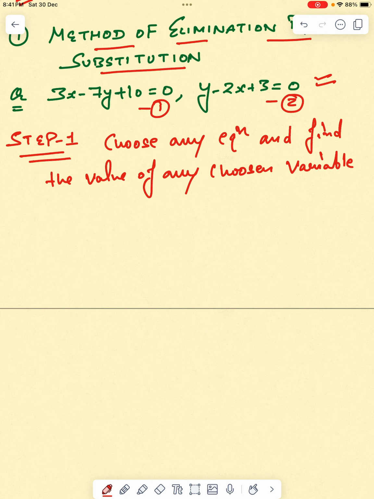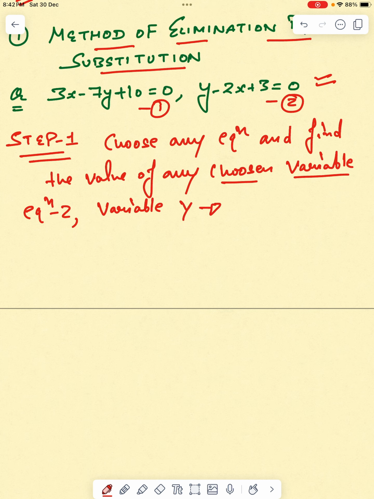In the first step, we have to decide which of the two equations we want to choose. I'm choosing equation number 2, and similarly we choose the variable. I choose the variable y.